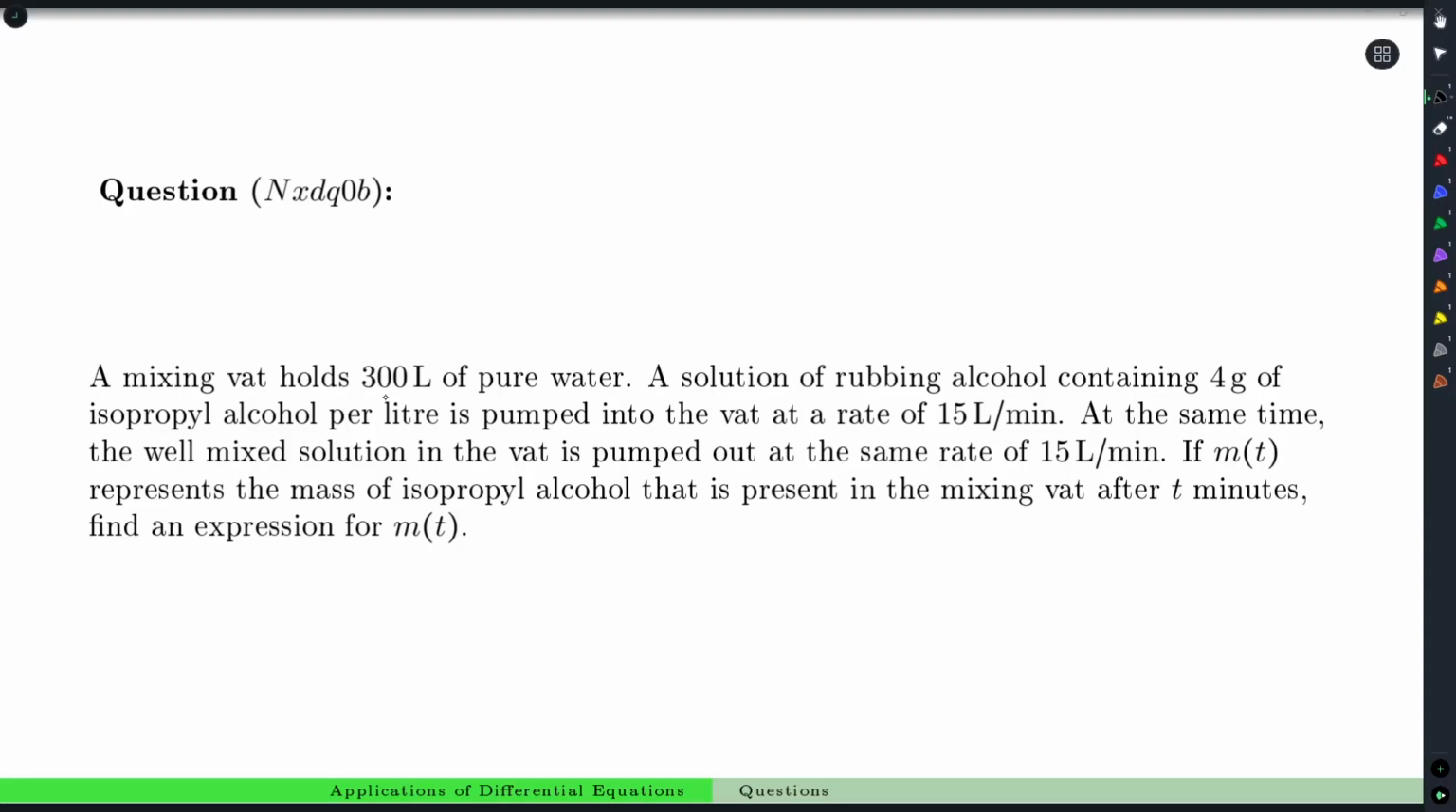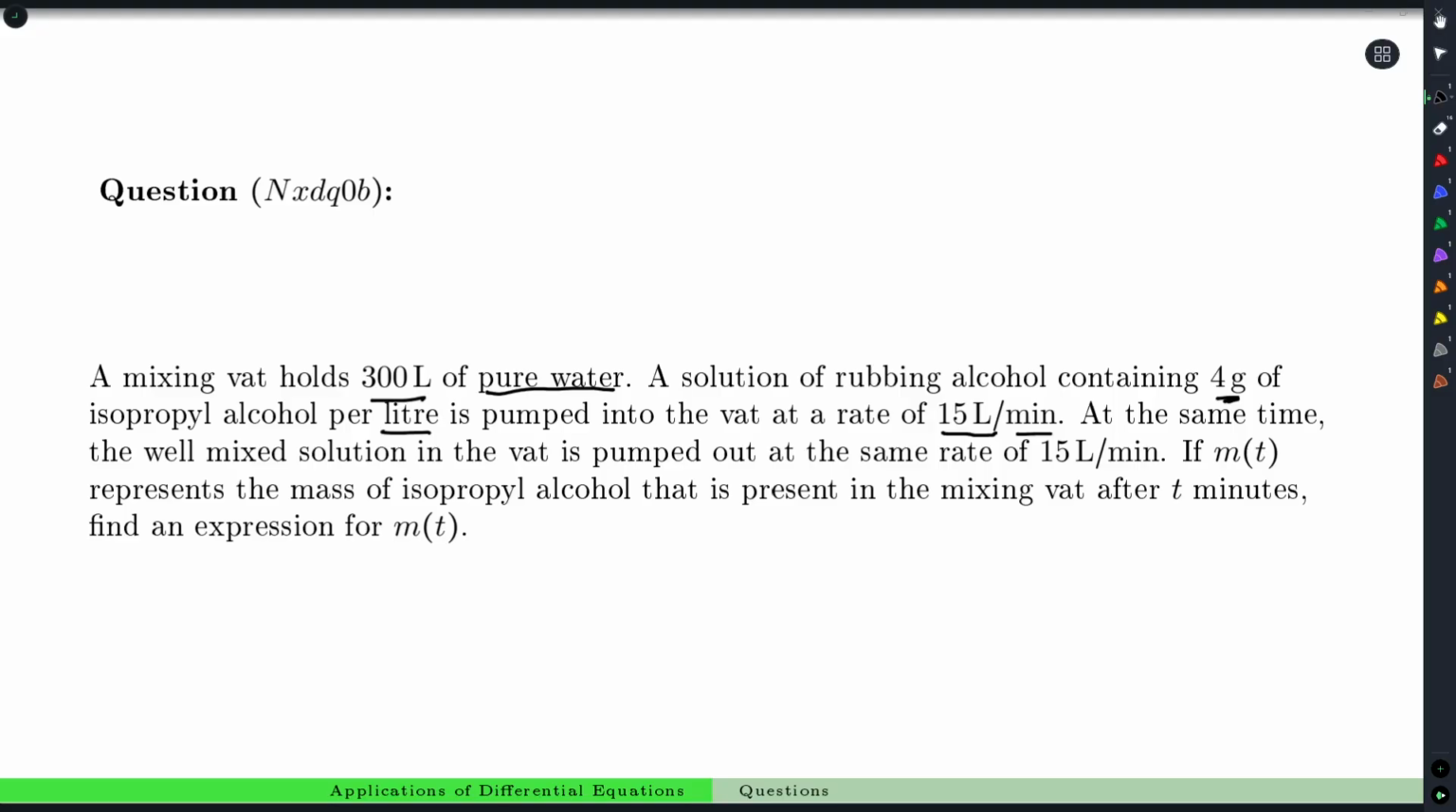A mixing vat holds 300 liters of pure water, so pure water, water with nothing in it. A solution of rubbing alcohol containing 4 grams of isopropyl alcohol per liter, one would assume per liter of water, is pumped into the vat at a rate of 15 liters per minute. Starting to get a lot of numbers here as we read.